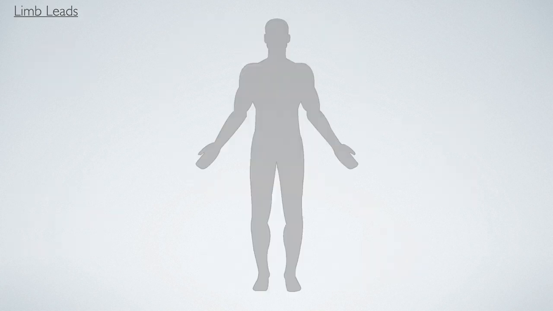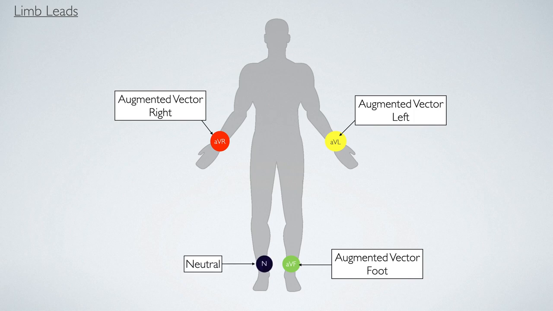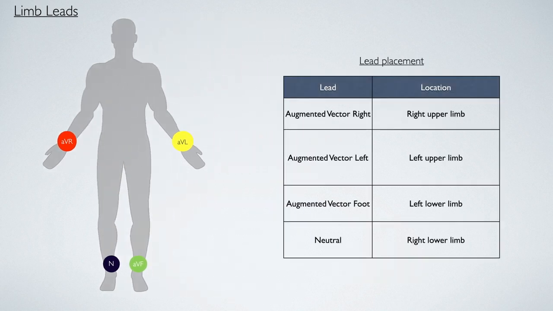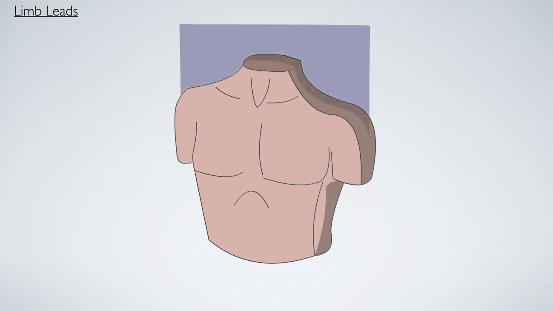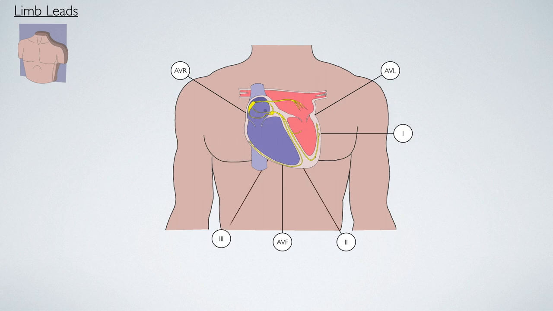Now let's talk about the limb leads. These are known as augmented vector right, augmented vector left, augmented vector foot, and neutral. They are abbreviated to AVR, AVL, AVF, and neutral. These are placed in the following anatomical locations. The limb leads view the heart in the vertical plane. The electrocardiogram machine uses these leads to generate 3 other views, and these are known as lead 1, lead 2, and lead 3. Let's take a look now at the limb lead outputs.